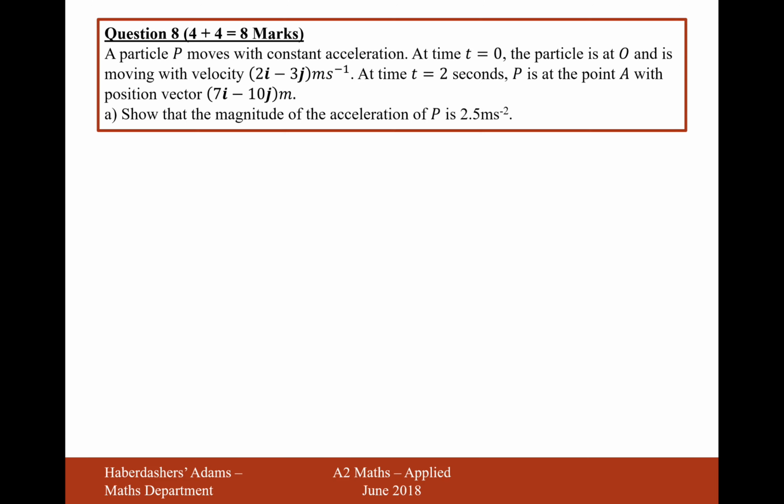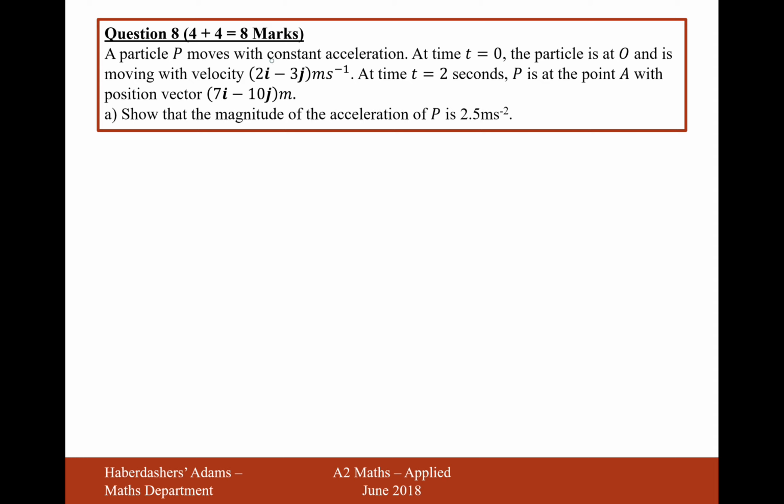Here we're looking at question 8. A particle P moves with constant acceleration. At time t equals 0, the particle is at O and is moving with velocity of 2i minus 3j meters per second. At time t equals 2, P is at the point A with position vector 7i minus 10j meters. Show that the magnitude of acceleration of P is 2.5 meters per second squared.